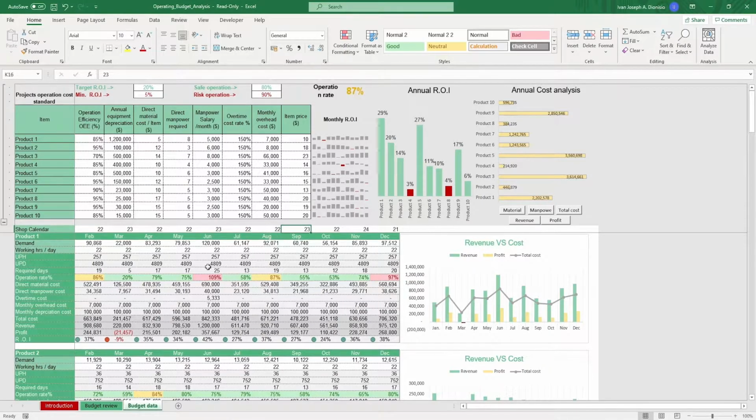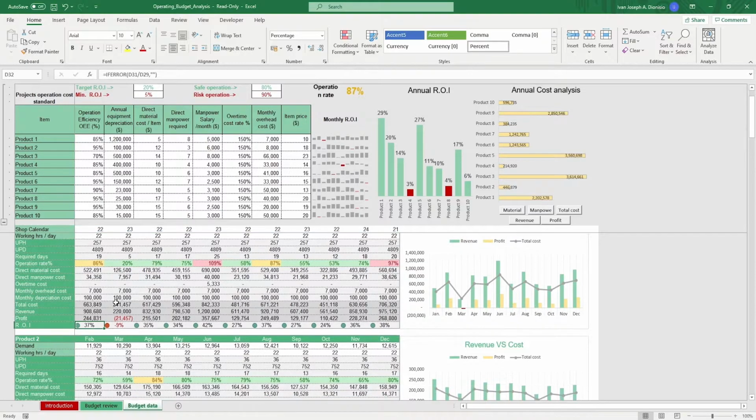In the table, list down your projected monthly demand and work hours per day for the entirety of the year, and it will give you the units per hour, units per day, required days, operation rate percentage, direct material cost, direct manpower cost, overtime cost, monthly overhead cost, monthly depreciation cost, total cost, revenue, profit, and ROI. Do the same for each of the products.